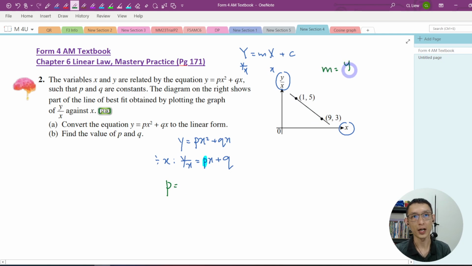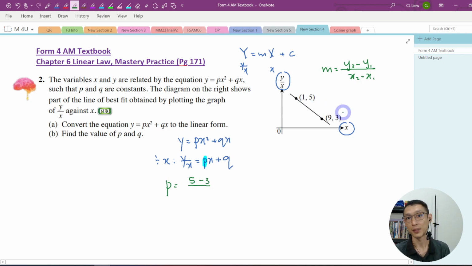Gradient is equal to y2 minus y1 divided by x2 minus x1. So how do I know which one is y2? It's totally up to you. You can take 5 minus 3 and then divide it by 1 minus 9, or you can do it another way, 3 minus 5 divided by 9 minus 1. Okay, let me take 5 minus 3.